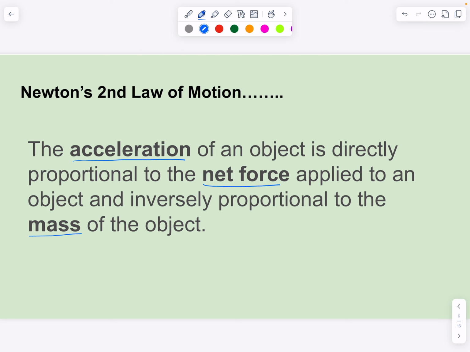So we're talking about the connection between acceleration, net force, and the mass of an object. In one sense, we could say that if the force on an object increases, then the acceleration of the object also increases. So more force means a faster acceleration. In a different way, if you increase the mass, then the acceleration decreases. This is a direct relationship, and this is an indirect relationship when we're dealing with Newton's second law of motion.